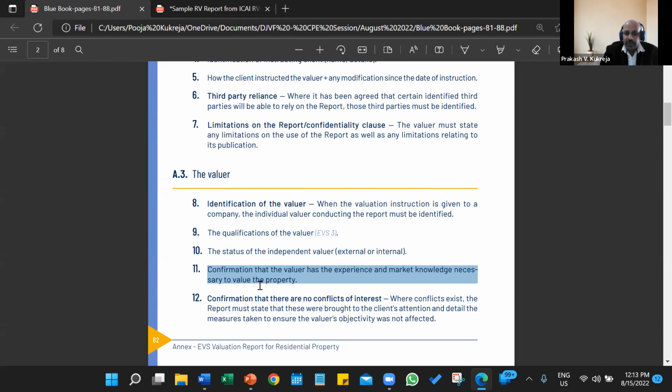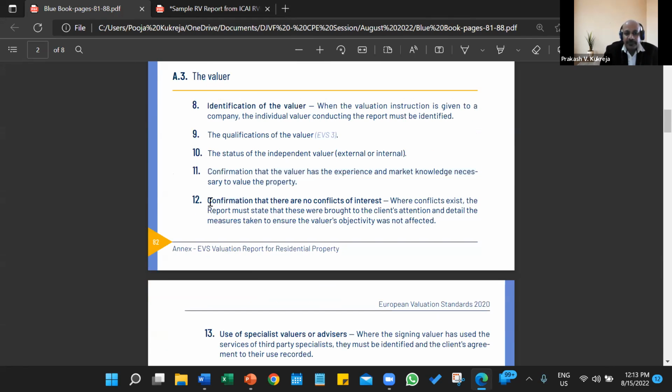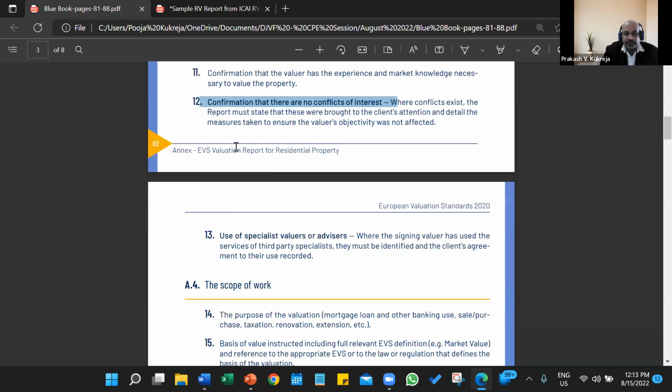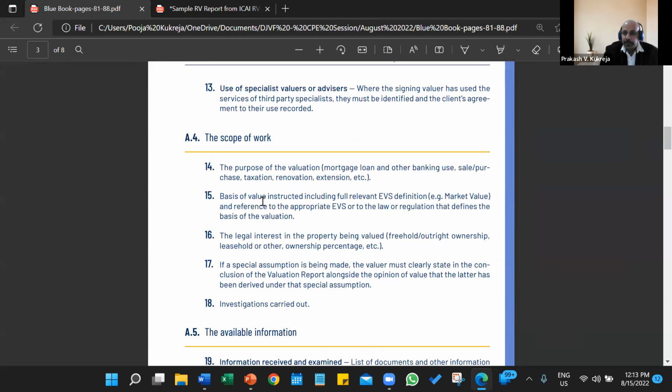Once whoever is looking at the report, if they look at the experience or the background of the valuer, this definitely adds to it. Confirmation that there is no conflict of interest. Now, conflict of interest could be maybe for the asset or maybe for the specific company, very, very important to be added. Use of specialist valuers or advisors, right? Again, that should be highlighted. Scope of work, again, the purpose gets defined over here. The purpose of the valuation, mortgage, loan, other banking use, could be taxation, basis of the value instructed, including the full relevant EVS definition, market value.